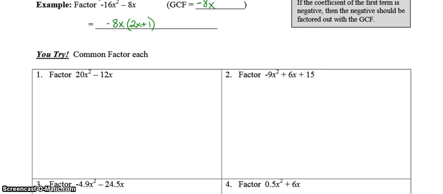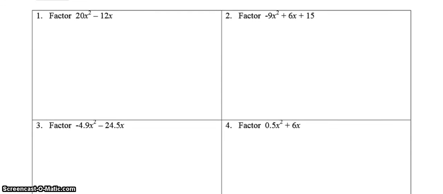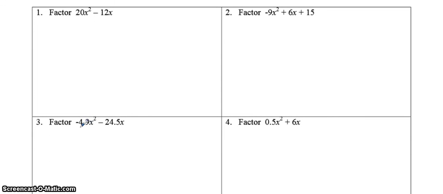So take a few minutes and try examples 1, 2, 3, and 4. As a hint, whenever you have a decimal question, almost always both of these will have a common factor with the coefficient being the first number, negative 4.9. Both of these can be divided by negative 4.9. Both of these can be divided by 0.5. That's only if you have decimals. If you don't have decimals, your greatest common factor will not necessarily be the first number. So press pause, try these 4 examples, and then come back to check your answers.